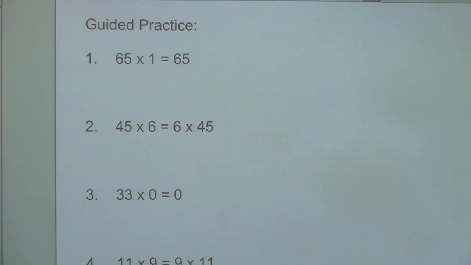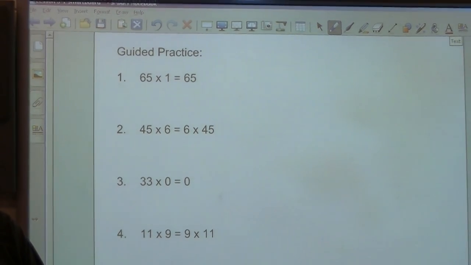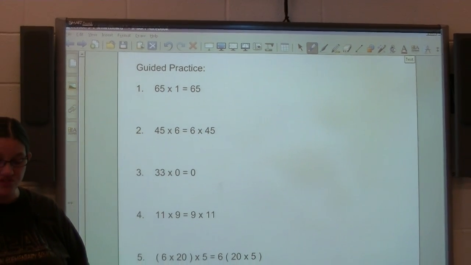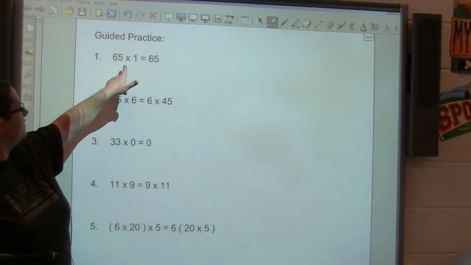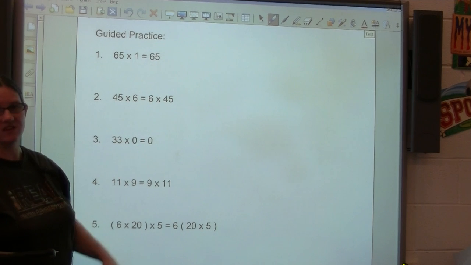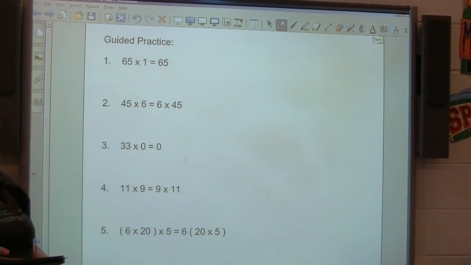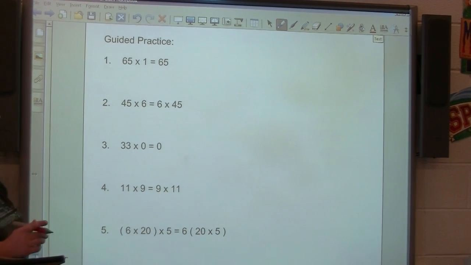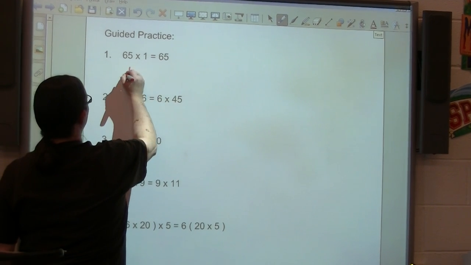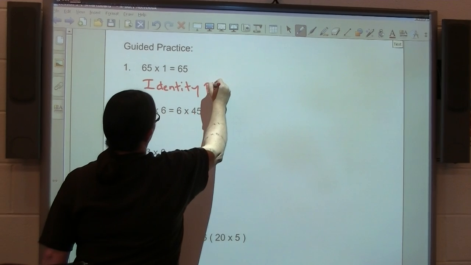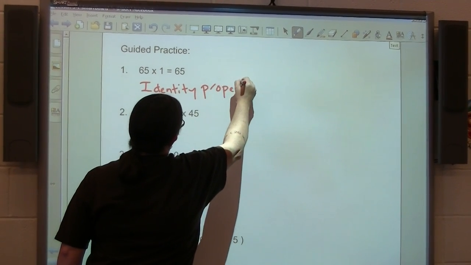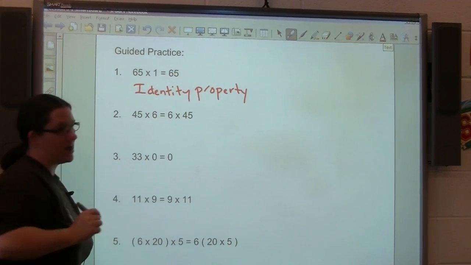It says, do you know? It says in 1 through 5, write the multiplication property used in each equation. So number 1, they have 65 times 1 equals 65. What property is that representing? The identity property. Good. So all we need to then do is copy down our identity property. Use your book for spelling so you get it done correctly.